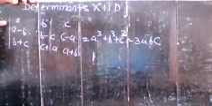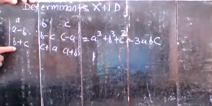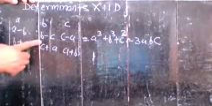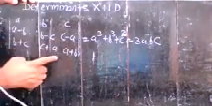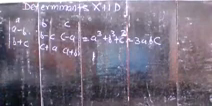Your first column is A minus B plus C, second B minus C plus A, and third column is C minus A plus B, and it is equal to A cube plus B cube plus C cube minus 3ABC. You have to prove this result. Okay, so how do you prove it?